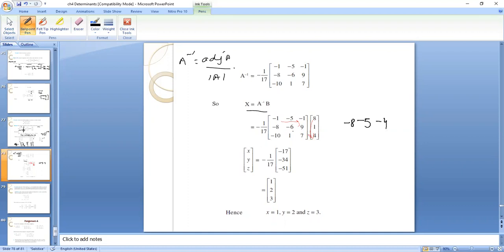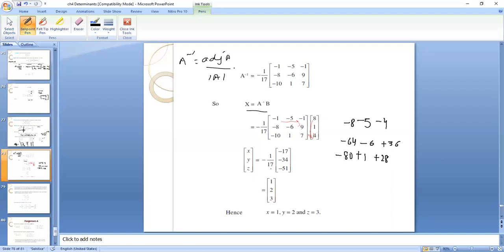Then multiply second row with first column: minus 8 and 8, minus 64, minus 6 plus 36. When you solve, you will be getting minus 34. Then minus 80 plus 1 plus 28. When you solve this, you will be getting minus 51.